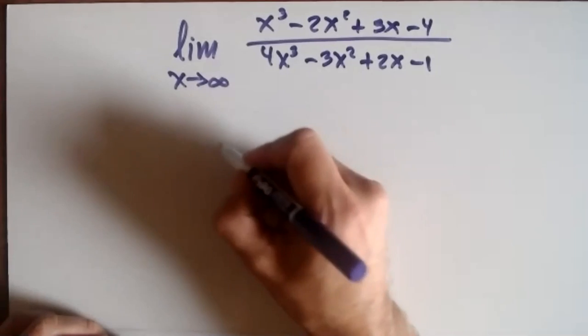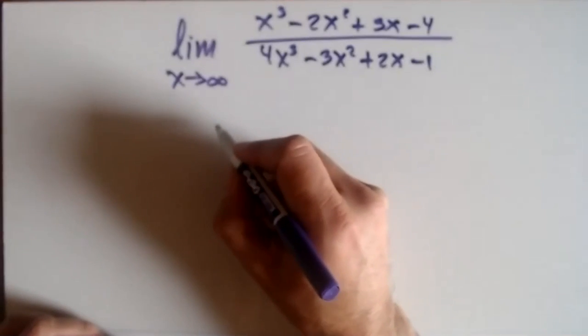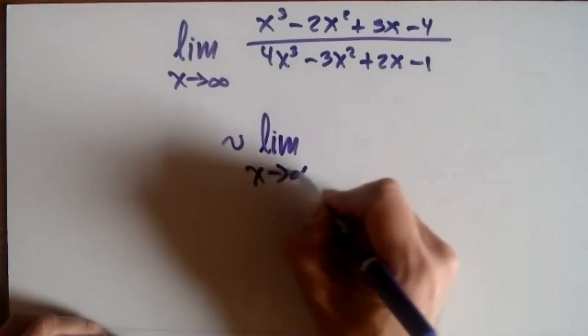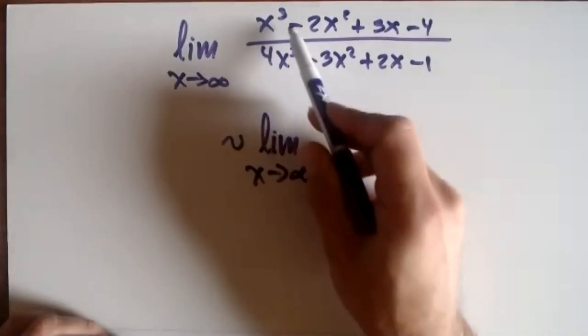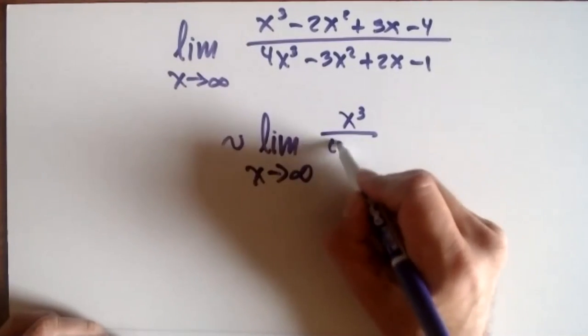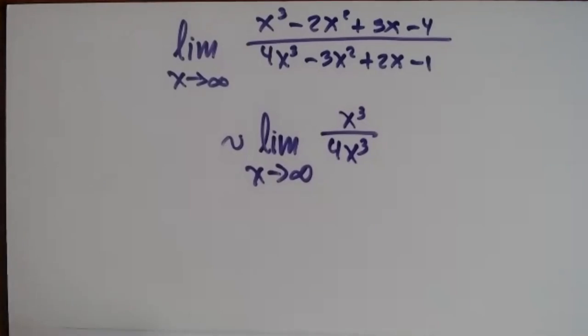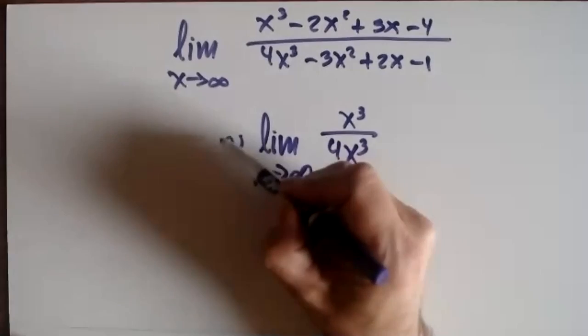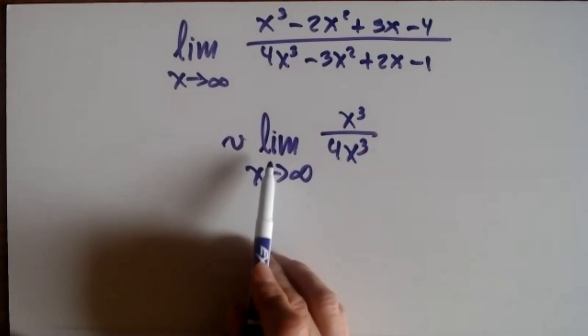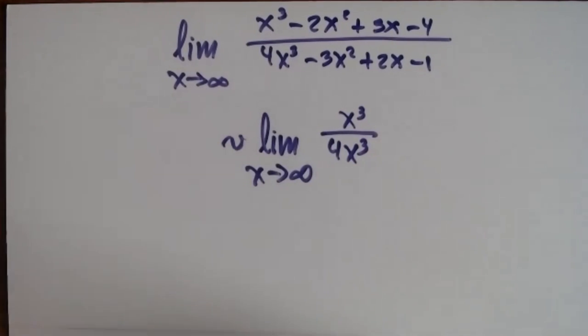This is the point. This is approximately the limit at infinity of what the two big boys are going to do. So it is x cubed over 4x cubed. Check that I'm putting an approximately here, correct? The symbol is approximately the limit at infinity of the two big boys.